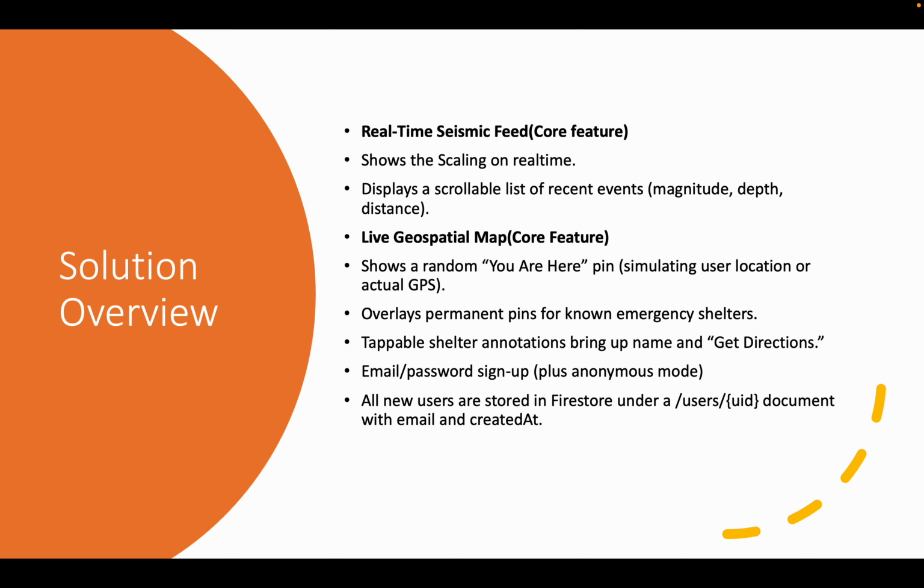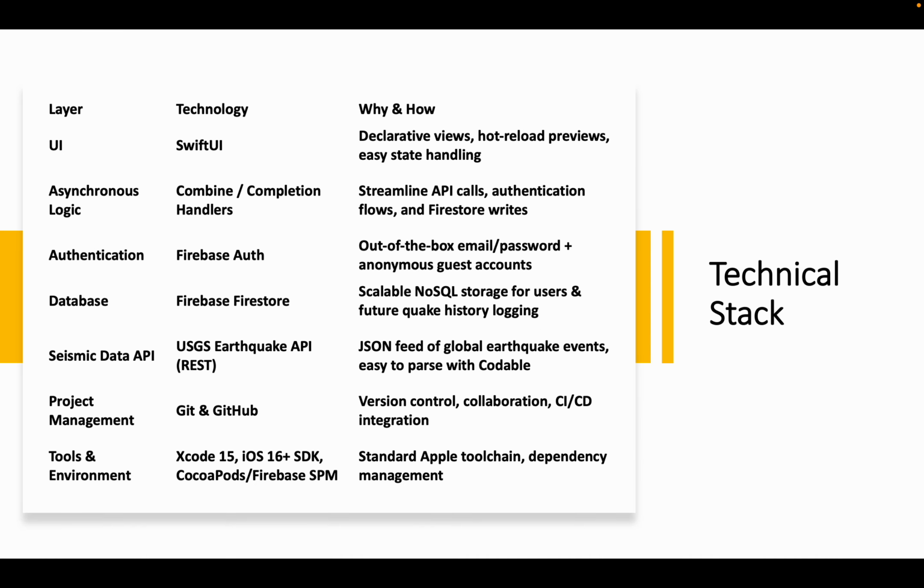For this, the solution is our app. It shows the seismic scaling in real time. It displays a scrollable list of recent events. A live geospatial map shows a pin of the user. It overlays permanent pins for known emergency shelters, and if you tap on one, you can get directions too. And we use an email and password sign up method to get the user's info, and Chanik is going to explain the next part.